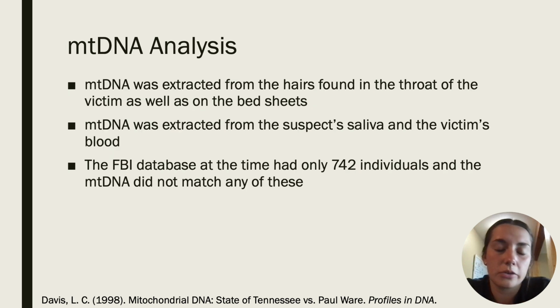So a little bit about the mitochondrial DNA analysis that was performed. The mitochondrial DNA was extracted from the hairs that were found in the throat of the victim as well as the hairs found in the bed sheets. And then they also extracted mitochondrial DNA from Paul Ware's saliva and the victim's blood for comparison. And at this time, the FBI database only had 742 individuals in there with mitochondrial DNA. However, Paul Ware's did not match any of the previous searches. This information also came from the case file written by Davis.